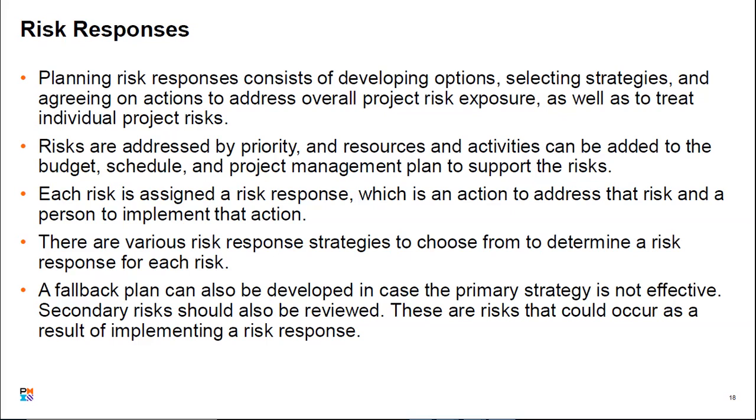There are various risk response strategies to choose from to determine the response for each risk. Do not limit your response or strategy to just one. Have layers and layers of risk strategies and responses to address your risk. So in the event that it happens, you have another or a sub risk strategy attached to it, so that the risk doesn't get out of hand or the acceptance is done properly. A fallback plan, just as I explained earlier, can be developed in case the primary strategy is not effective. Secondary risks can also be reviewed. These are risks that occur as a result of implementing a risk response.